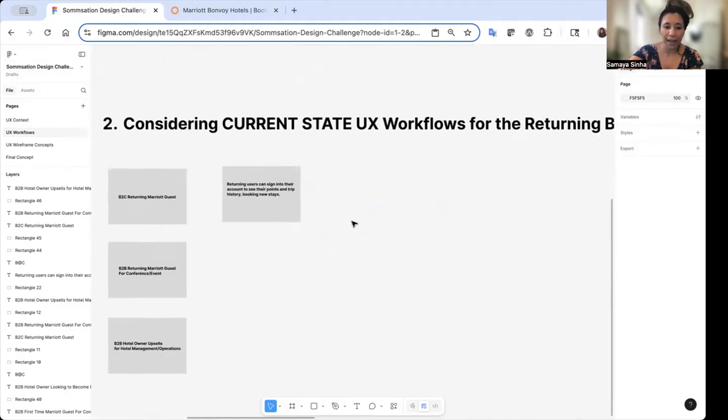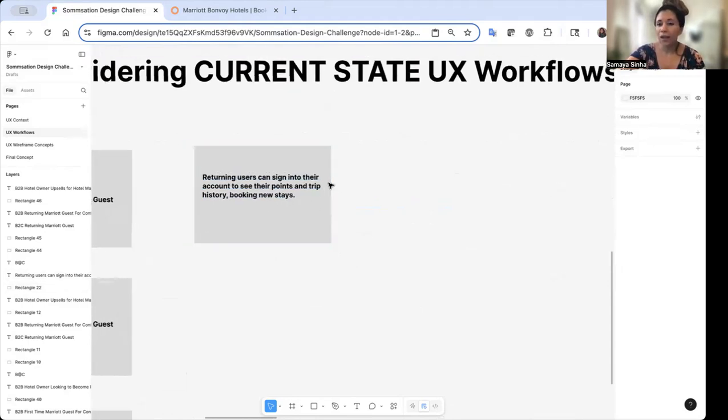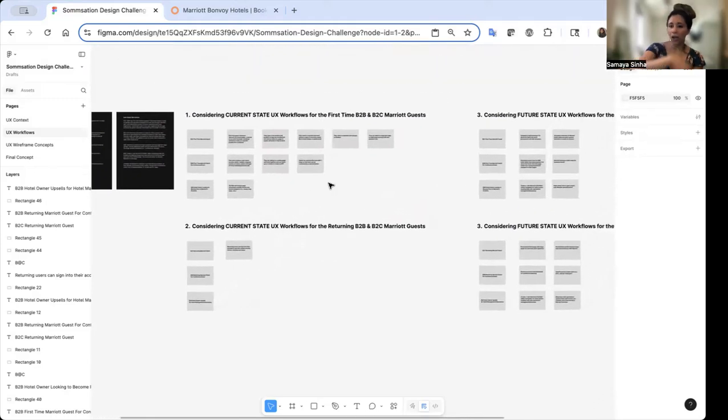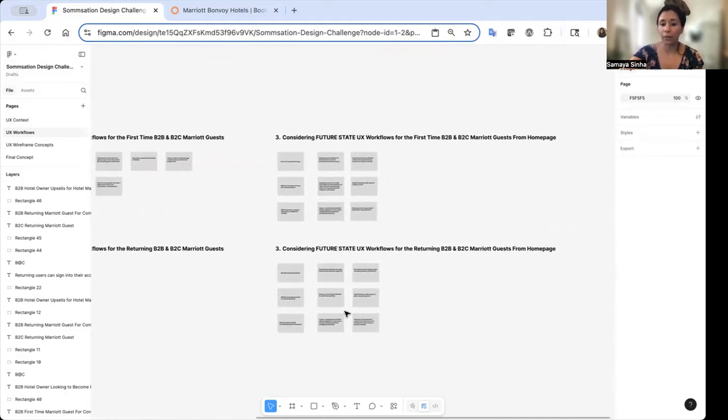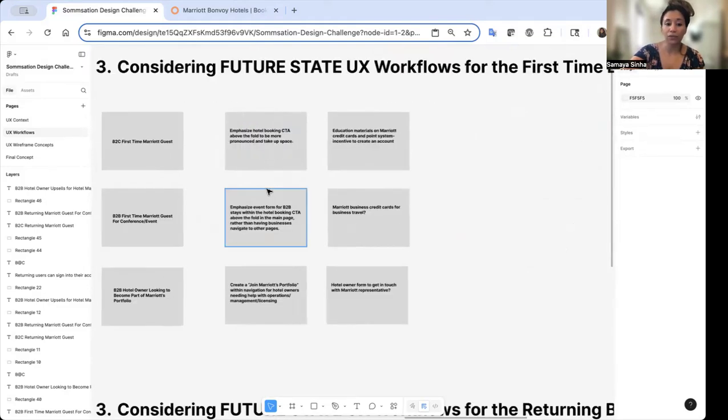And then for the returning guests, returning users can sign into their account and see their points and trip history and book new stays. So their returning account is kind of clunky to navigate. I re-logged back into an account from Marriott that I'd created over a year ago. And it wasn't as robust as my Airbnb account that I use on a regular basis. So with that, I started to think about future state options for first-time guests at Marriott as well as returning guests.